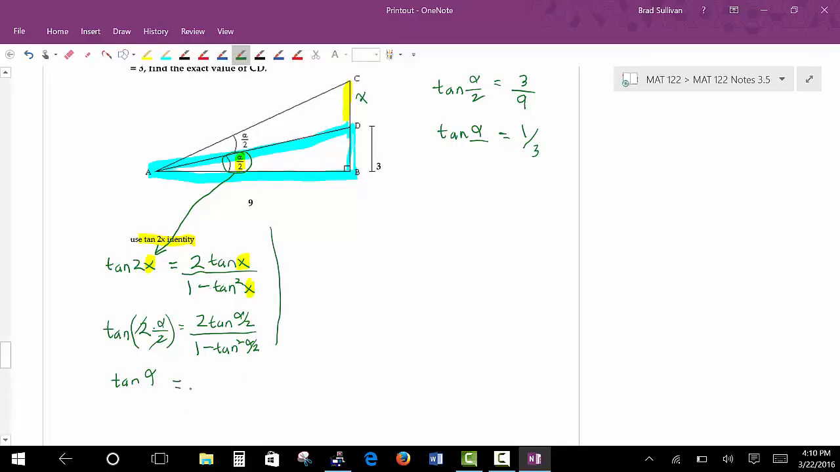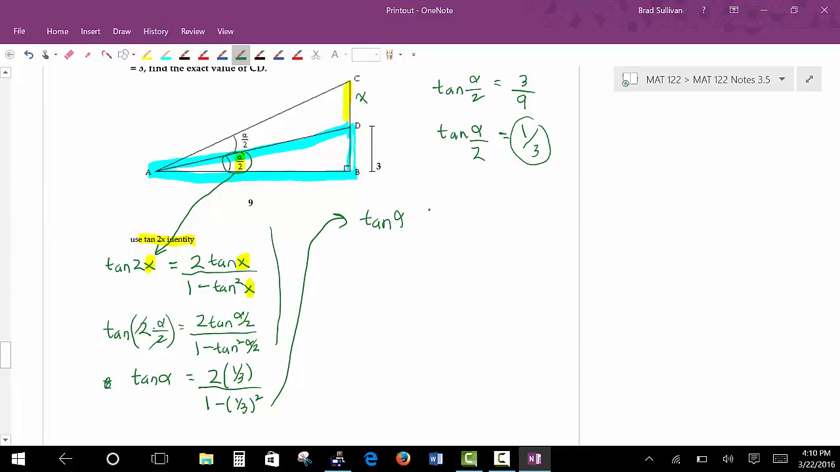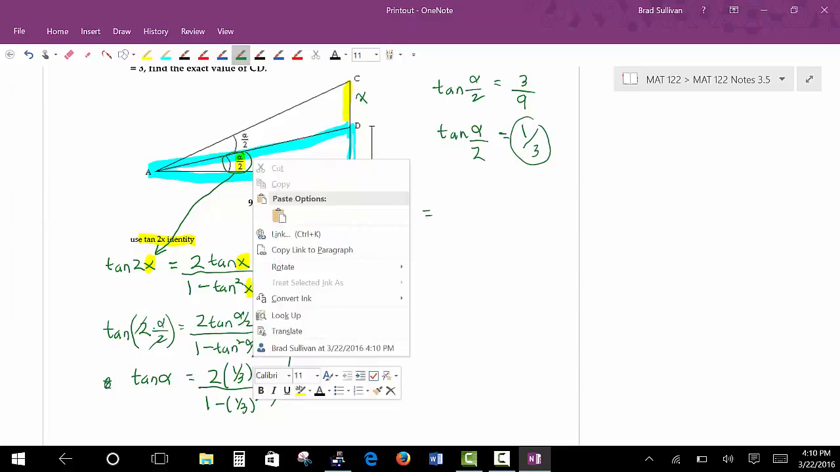Okay, so what I'm going to have is 2 tangent alpha over 2. Now, tangent of alpha over 2 is 1/3. So this is going to give us the tangent of alpha is equal to 2 times 1/3 over 1 minus 1/3 squared. Okay, so I'm going to move this over here. So I have tangent of alpha equals, the numerator is just 2/3.